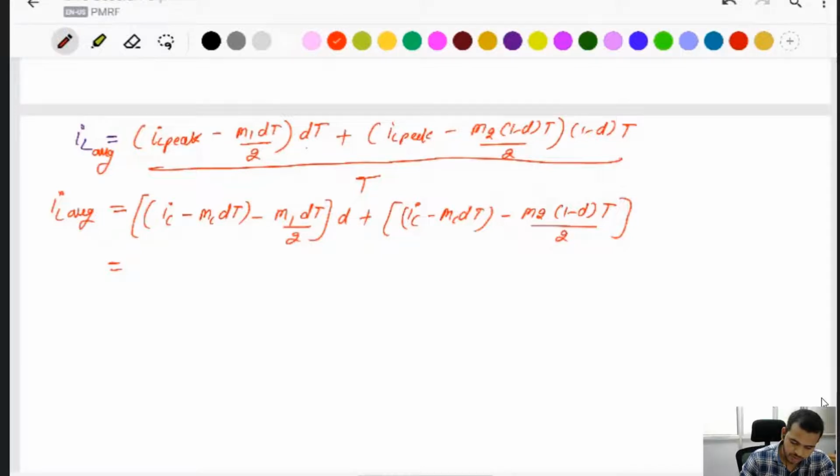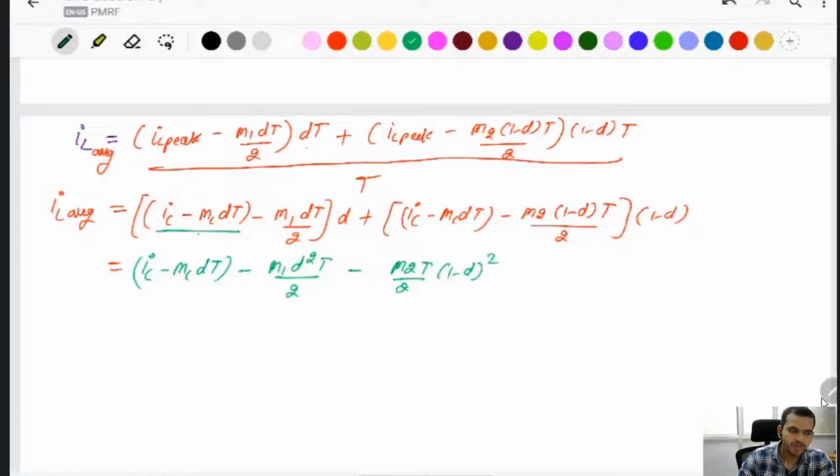Then apply and solve this, 1 minus d here. The MC dt term is d multiplied by IC minus MC dt into d. This one is a minus d, so they cancel out, d minus d, and only one term remains. IC minus MC dt only remains, the d term multiplied here and minus d multiplied here, and they both cancel out. After that, M1 d square T divided by 2 is negative, minus M2 T divided by 2 into (1 minus d) square.